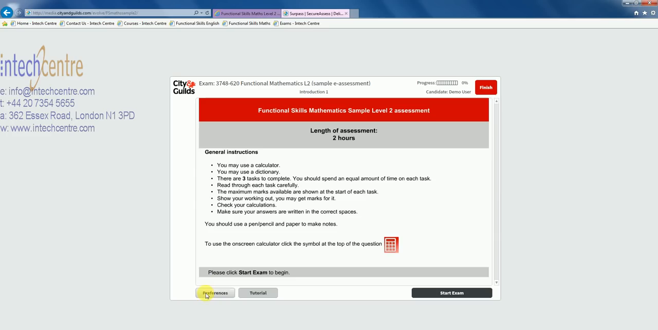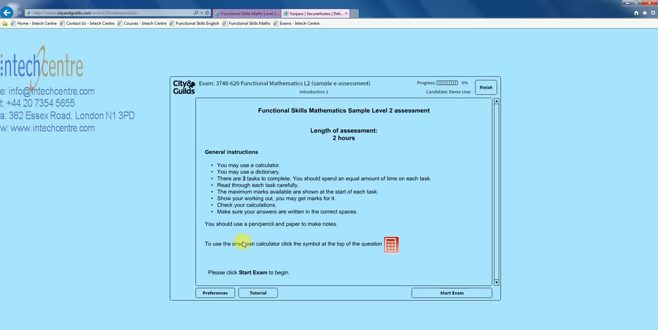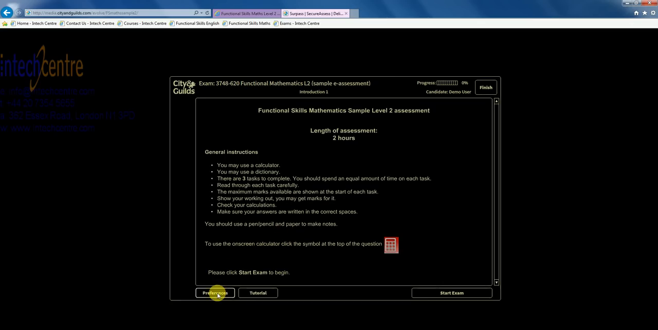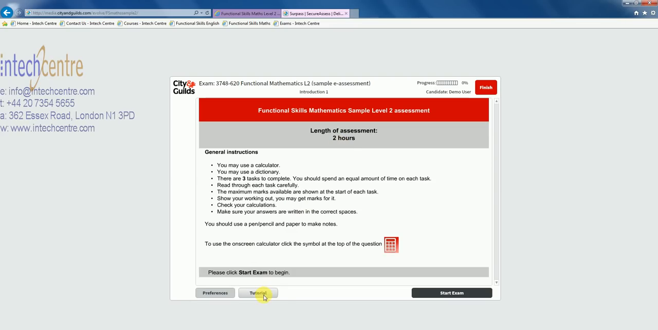There's also the preferences and tutorial. If we click on preferences, we can change the display settings, like so. And then we're just going to restore the defaults here. There's also the tutorial that you should go through before you enter the exam. So we're just going to click Start Exam to begin. I'm going to go through the test from the beginning and try to explain what I'm doing as I go through it.